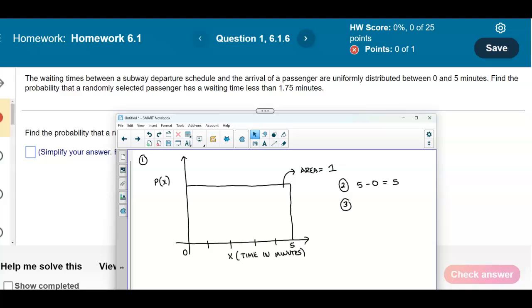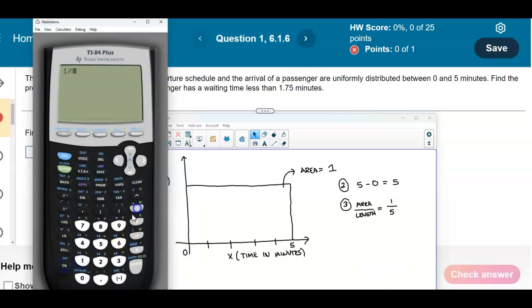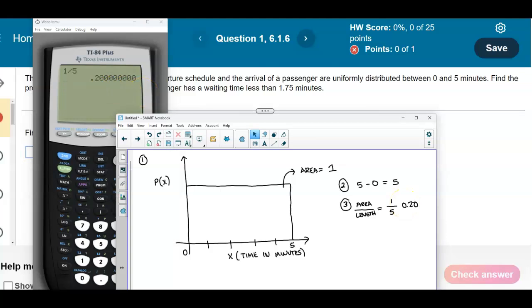Now in step number 3, since the uniform distribution is rectangular and it has a length of 5 and an area of 1, we want to determine the height of the uniform distribution, rounding to 2 decimal places. So we're going to take the area and divide it by that length to find the height. The area is 1, and we divide that by 5. Well, 1/5 is equal to 0.20. So that represents the height. Up here, here's the height, 0.20.